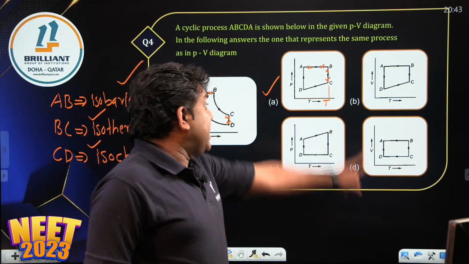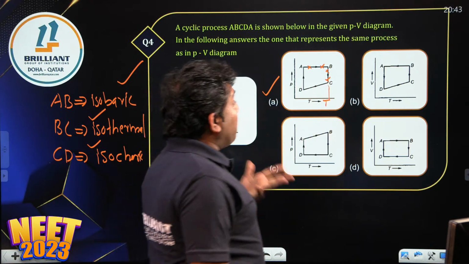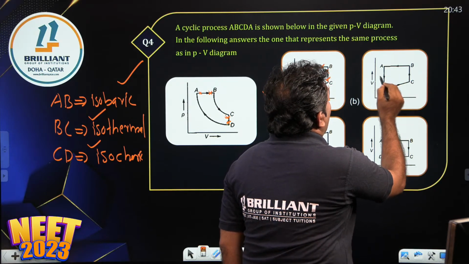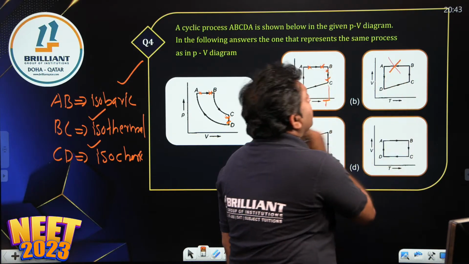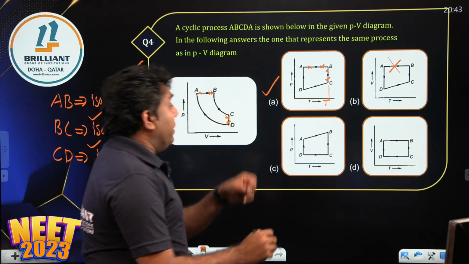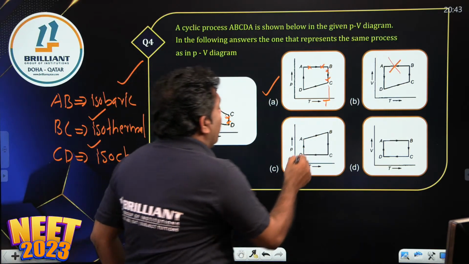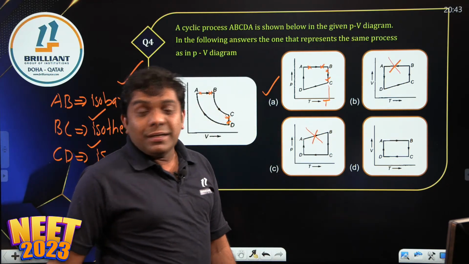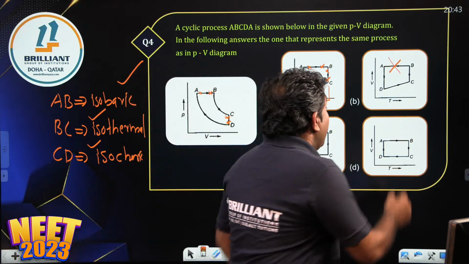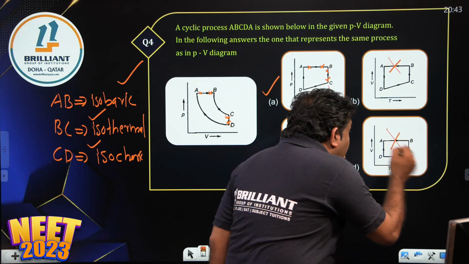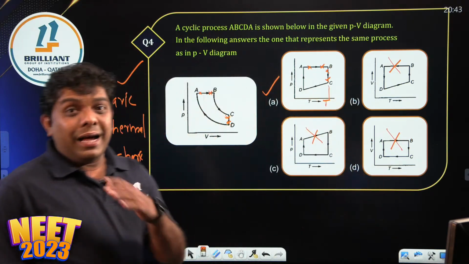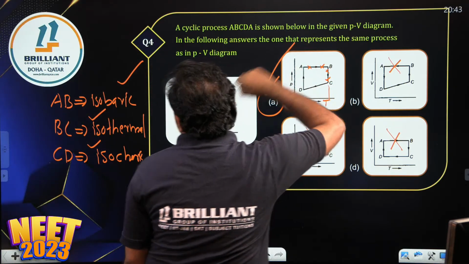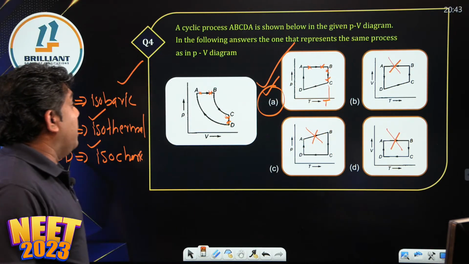But we are checking option B now. In option B, what is the idea? AB they marked as isochoric, so that is wrong. Here AB is not isobaric, so that is wrong. And in this question, AB is isochoric. That is wrong. So the right answer is option A only. So we can say A is the right answer for the process.